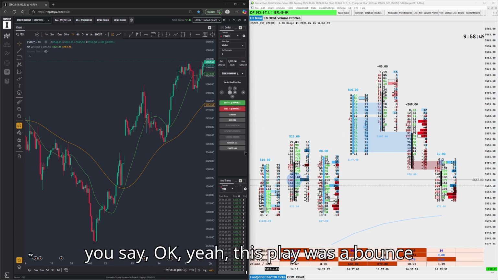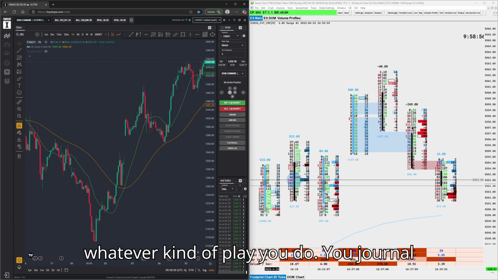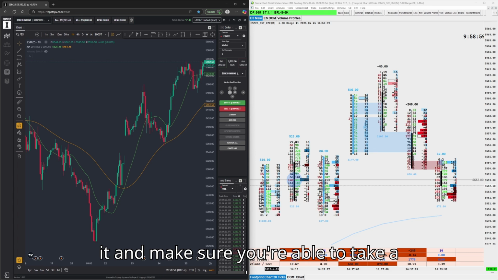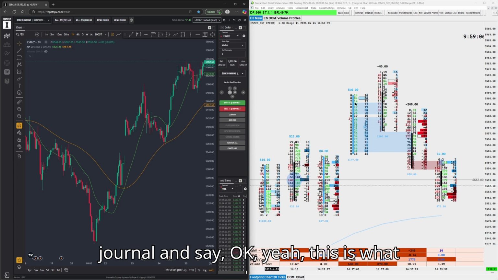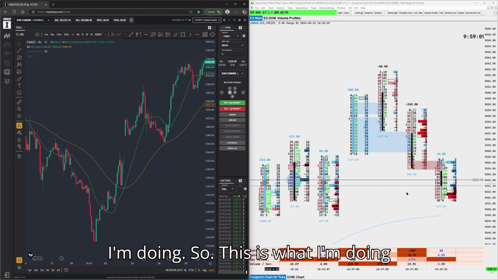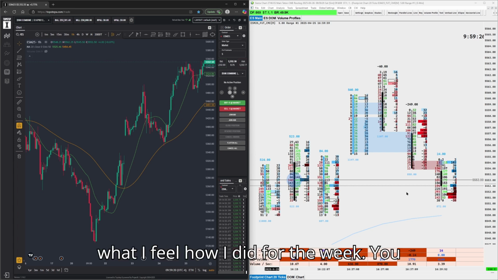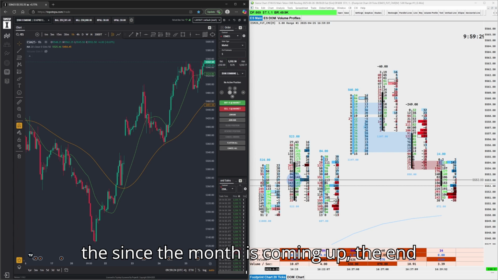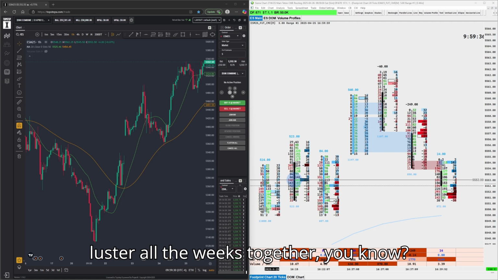Then you say, okay, this play was a bounce play or a break of the lower candle or whatever kind of play you do. You journal it and make sure you're able to take a step back and revisit the journal and say, okay, this is what I'm doing wrong this week, and this is what I'm doing right. So that's what I do on Saturdays. I look at the journal. I go back on the days. I go back on the plays I like. I write what I feel, how I did for the week. And since the end of the month is coming up, I'm gonna do one for the end of the month and cluster all the weeks together.